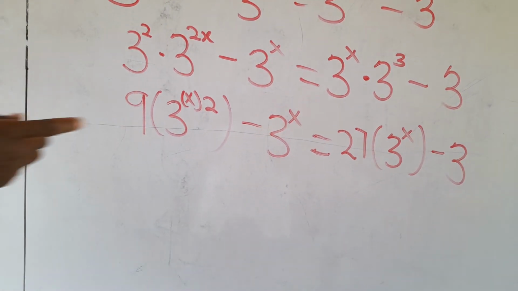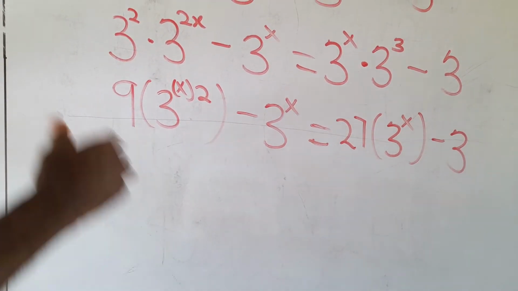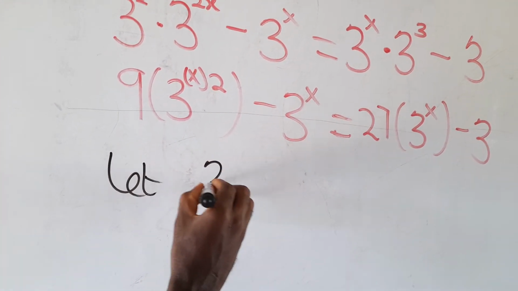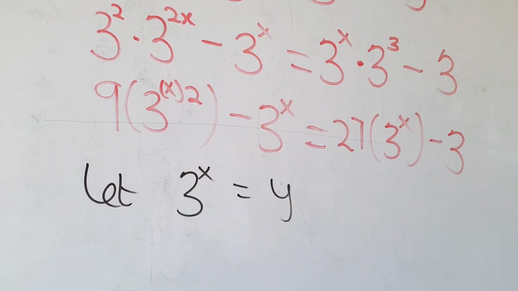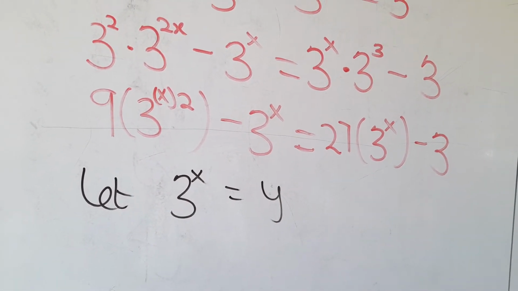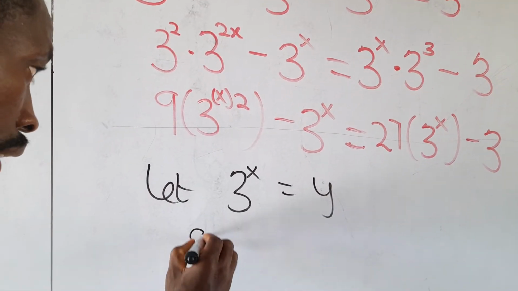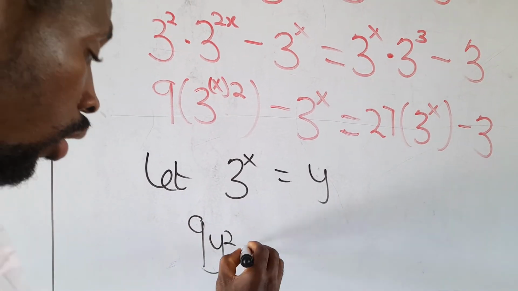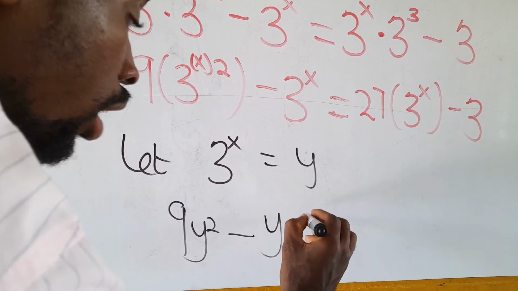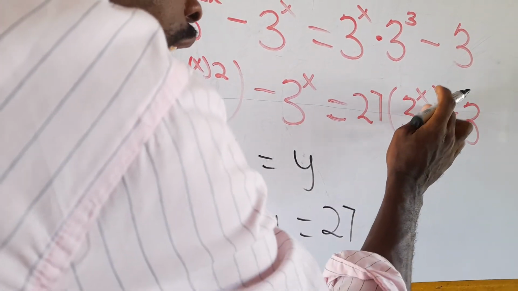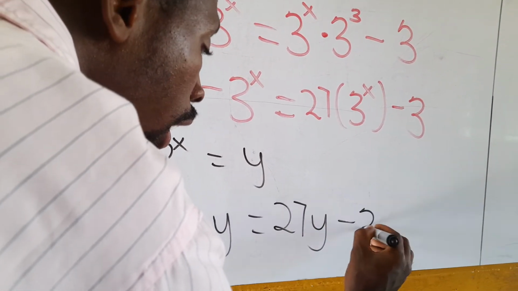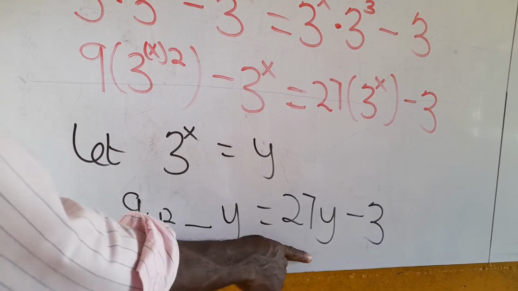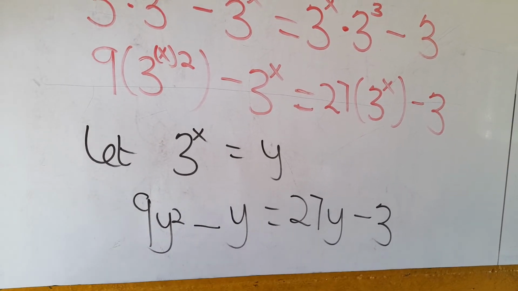So what next? Since we have 3 exponent x common to them, we let any variable be equal to that. So we let 3 exponent x be equal to y. So in place of 3 exponent x, we substitute y. So we have 9, in place of this 3 exponent x, we have y, then squared, minus y will be equal to 27, 3 exponent x is y, minus 3. Now remember, 3 exponent x is equal to y. We group like terms and solve this quadratic equation.